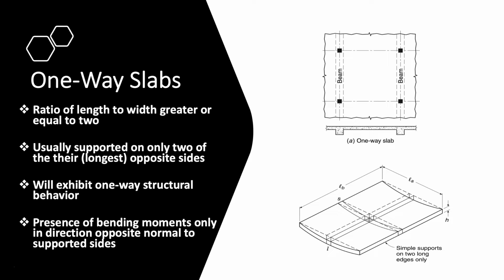Elevated slabs are divided into one-way slabs and two-way slabs, which will be the focus of this presentation. One-way slabs are reinforced concrete slabs for which the ratio of the length to the width is greater or equal to 2. These slabs are usually supported on only two of their opposite sides, usually the longest sides, and will exhibit one-way structural behavior, which involves the presence of bending moments only in the direction normal to the supported sides.